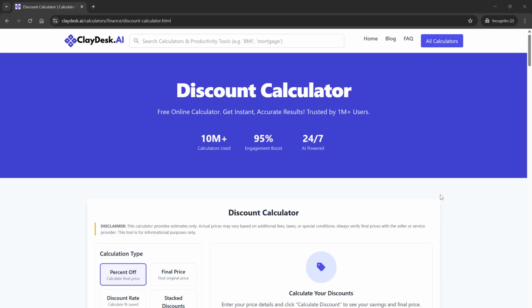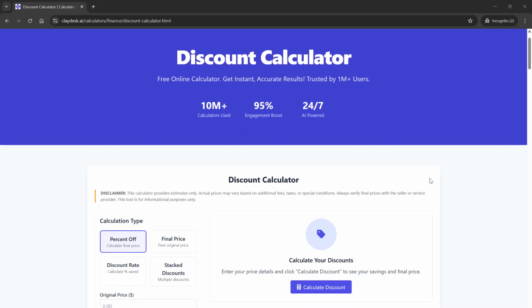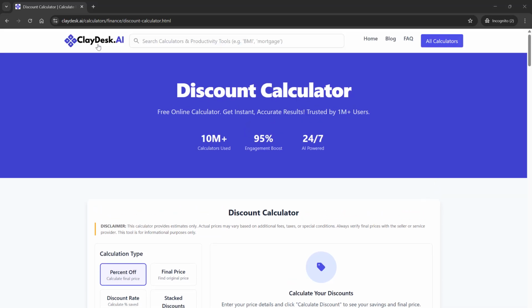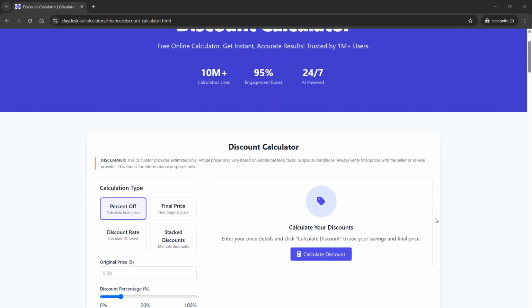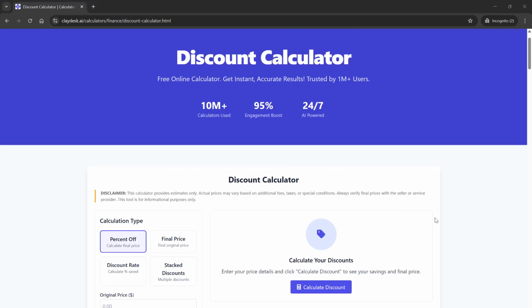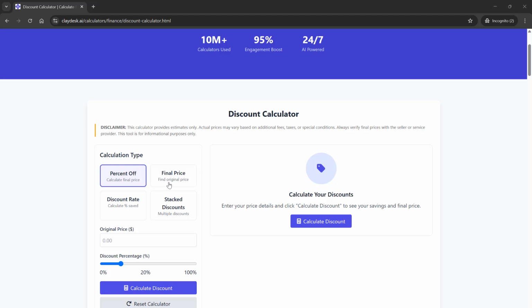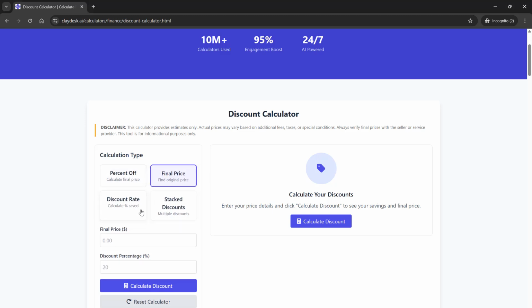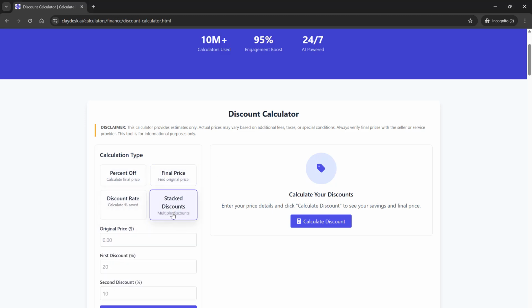So welcome to claydesk.ai. I'm going to demonstrate simply how to use one of our discount calculators. We have thousands and thousands of calculators. Of course, you can take a look when you go to our homepage, but in this specific demo, I'm just going to show you how to use the discount calculator, where you're able to calculate basically all kinds of discounts. You can calculate percent off, final price, discount rate, and stack discounts.